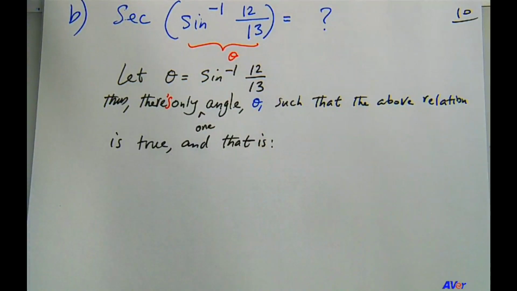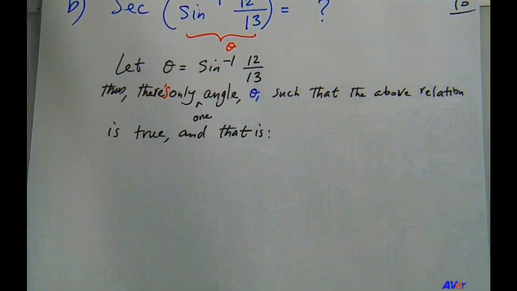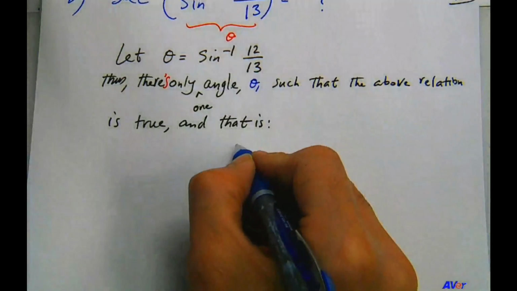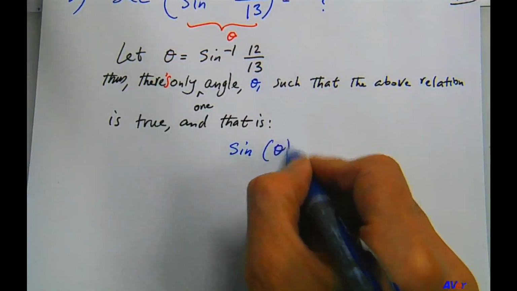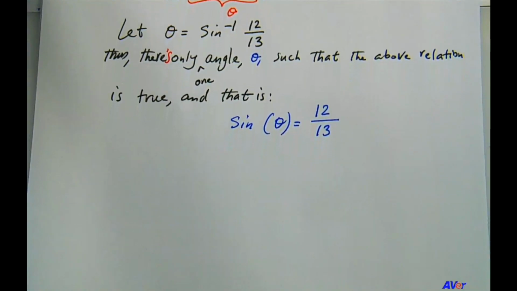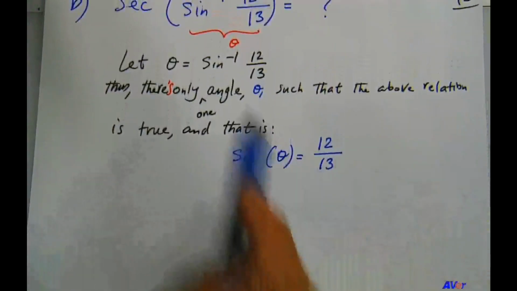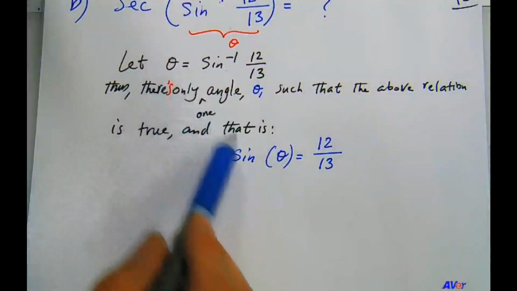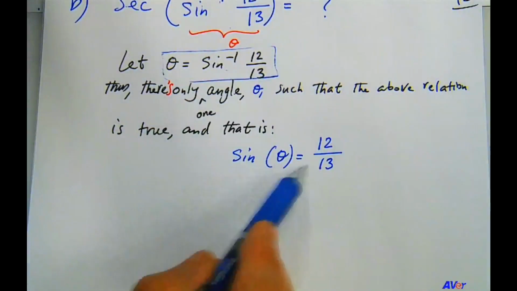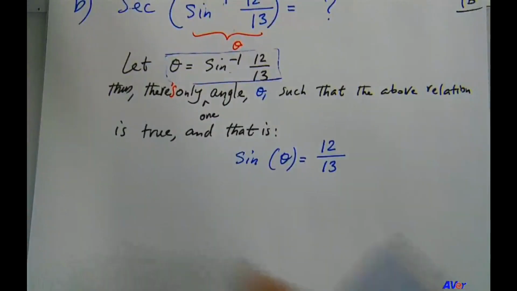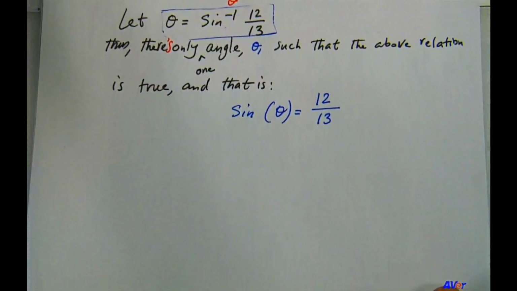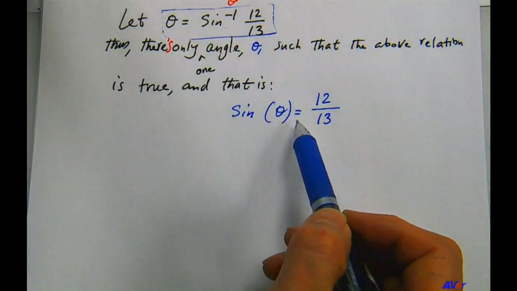I wanted to shorten my sentence, but apparently it wasn't successful. I still wrote the whole thing. So the only such angle would be sine of that angle theta should be equal to 12 over 13, right? Based on this transition here, we can write this sine equation. So we went from this inverse sine function to this sine function, but there is a geometric interpretation of this, right?